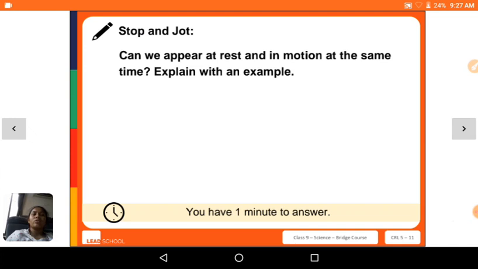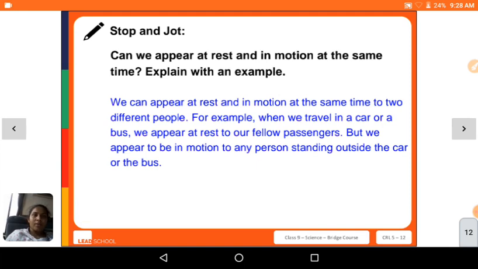So can we appear at rest and in motion at the same time? Explain with an example. We can appear at rest and in motion at the same time to two different people. For example, when we travel in a car or a bus, we appear at rest to our fellow passenger, but we appear to be in motion to any person standing outside the car or bus.